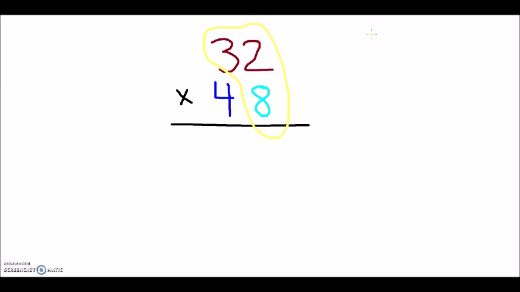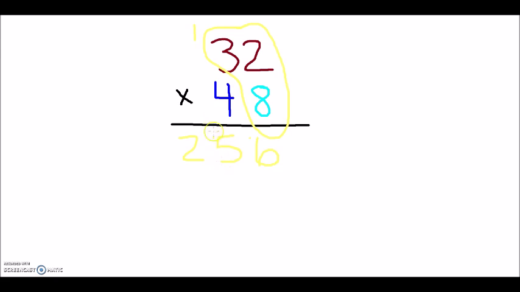So you're going to do this just like any old multiplication problem and start by doing 2 times 8, which is 16. So we're going to write the 6 and carry the 1. And then you're going to do 3 times 8, which is 24, plus the carried 1 makes 25. So we're going to write that down.